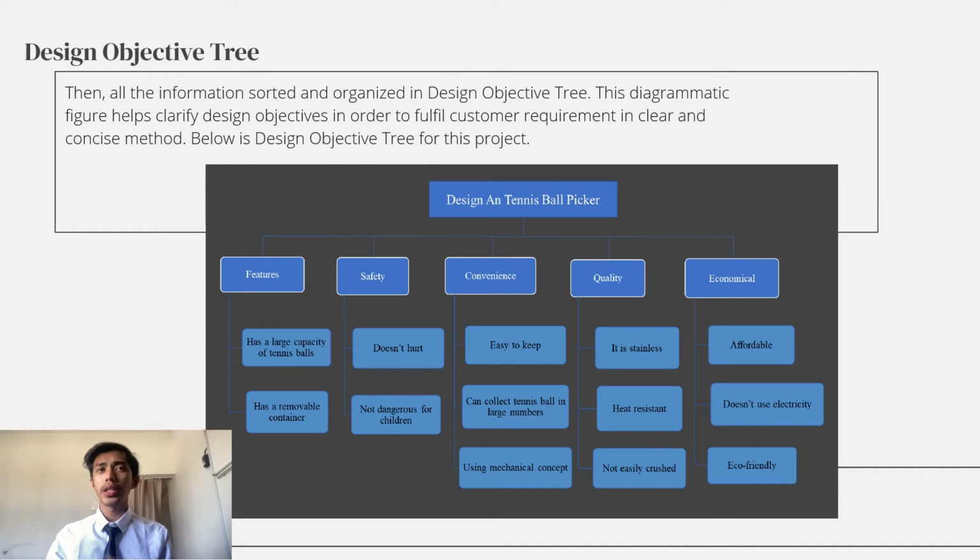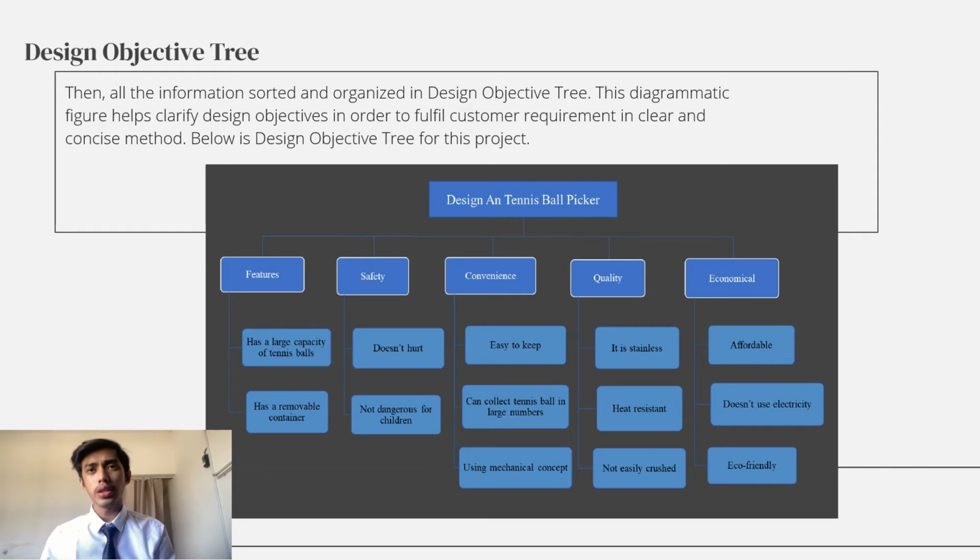Okay, then all the information is organized in a design objective tree. This diagrammatic figure helps clarify design objectives in order to fulfill customer requirements in clear and concise methods. Below is a design objective tree for this project. So we can see the design of a tennis ball picker.